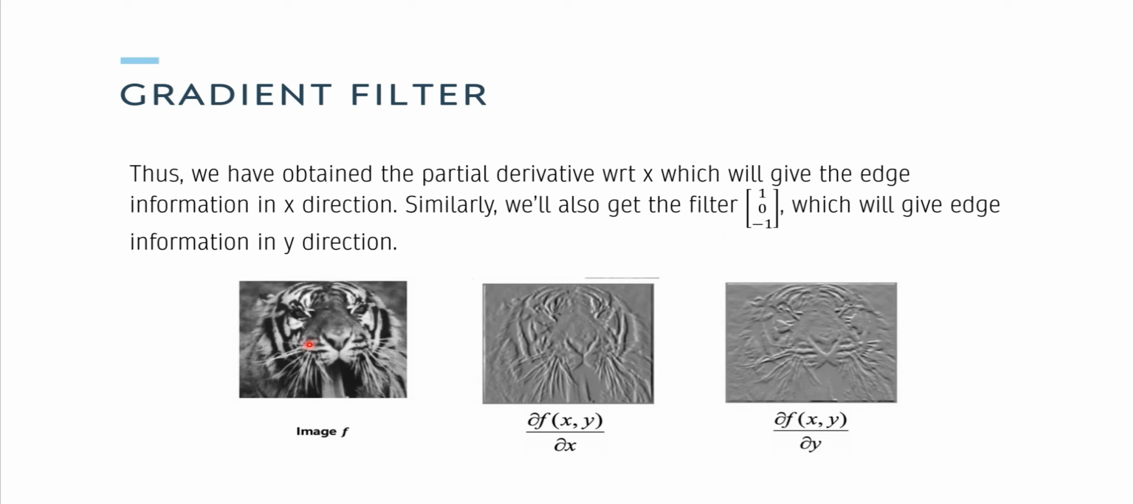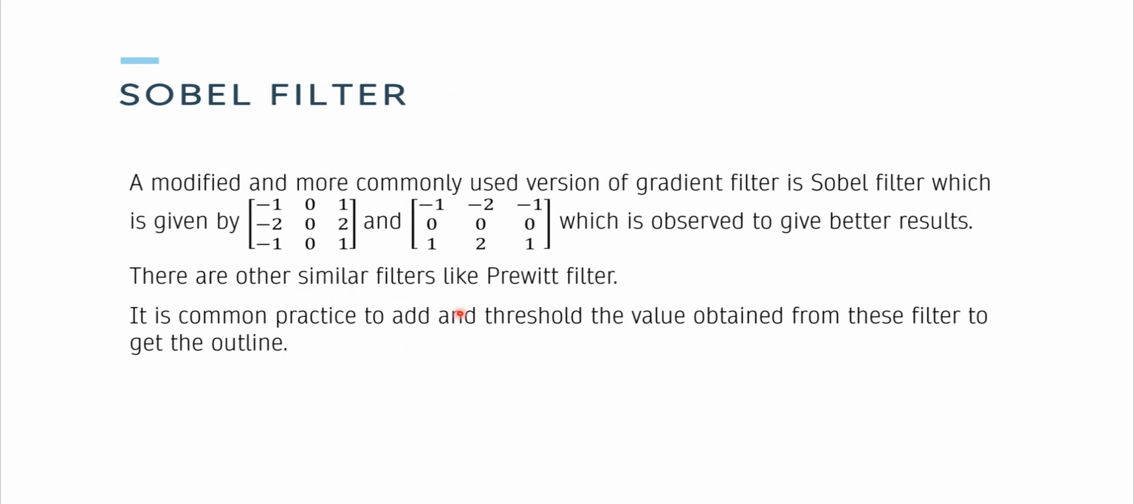As we can see, taking partial derivative along x gives edges along x direction, and taking partial derivative along y highlights edges in y direction. There are some limitations of using gradient filter, and some modifications are made to it to get better results. A commonly used version of the gradient filter is the Sobel filter, which is given as such. There are other filters such as Prewitt filters.